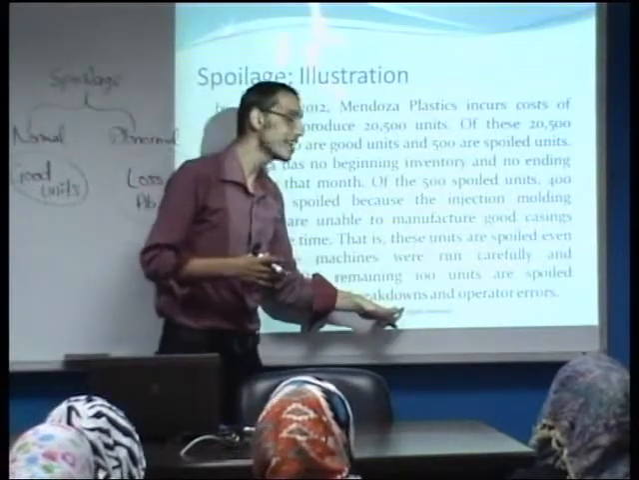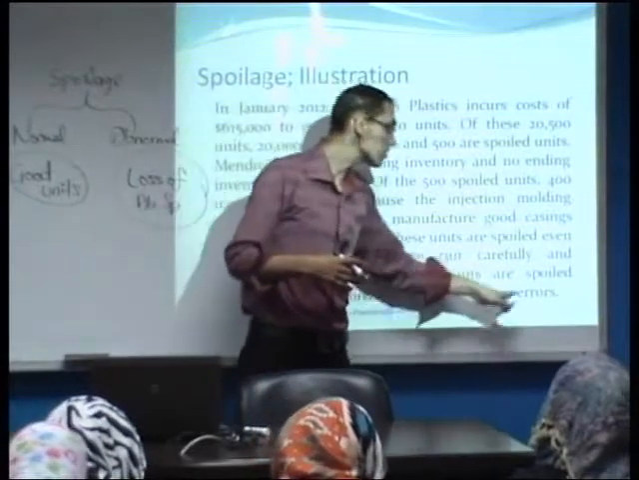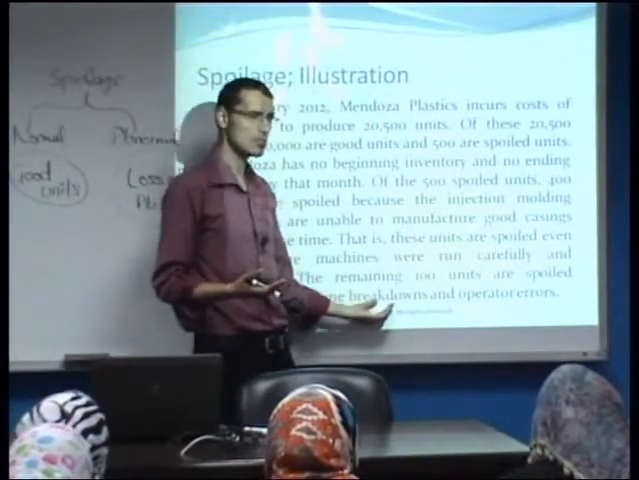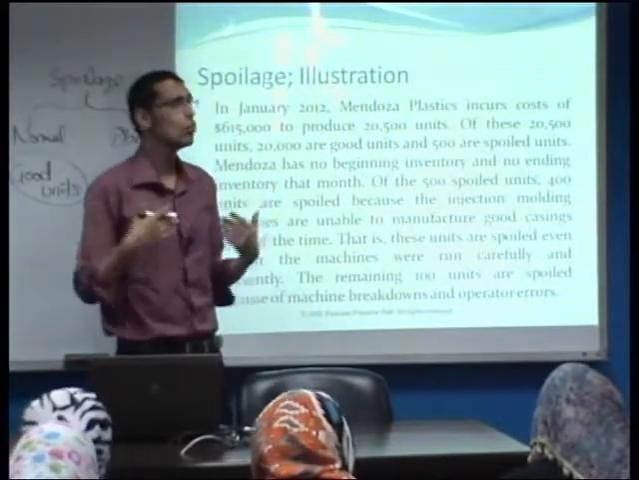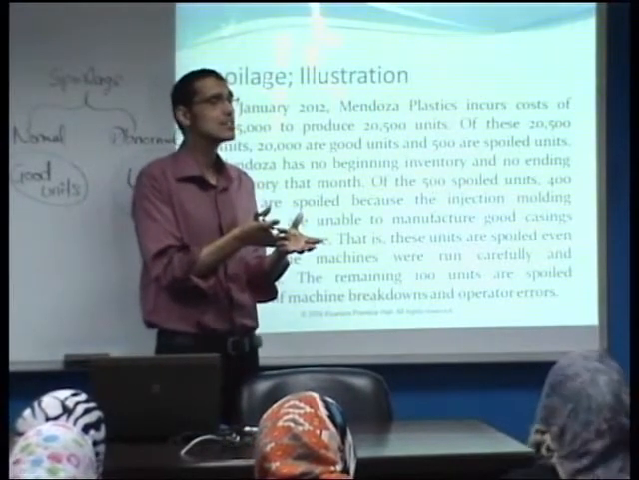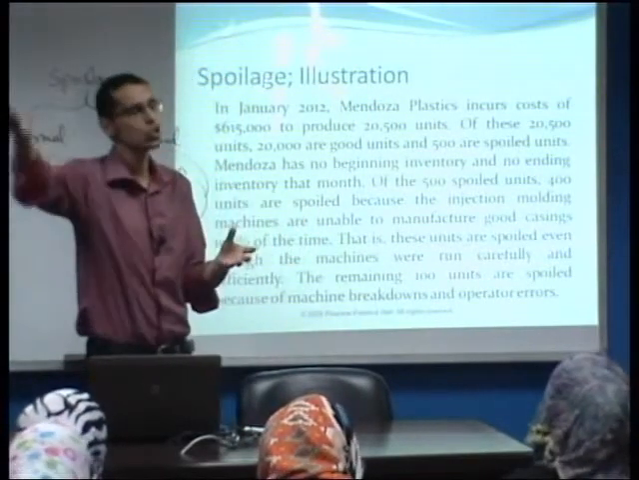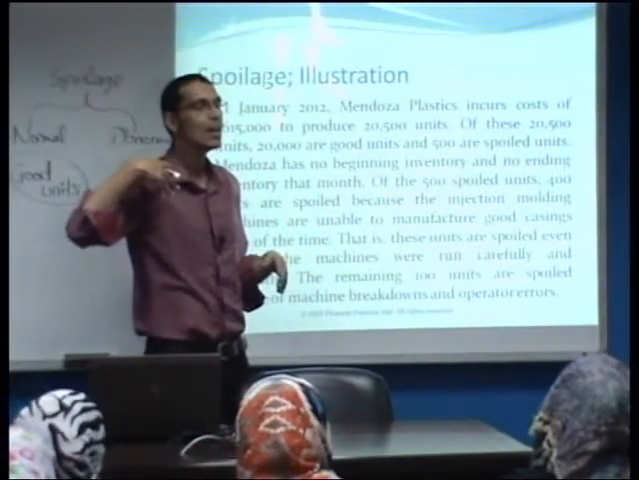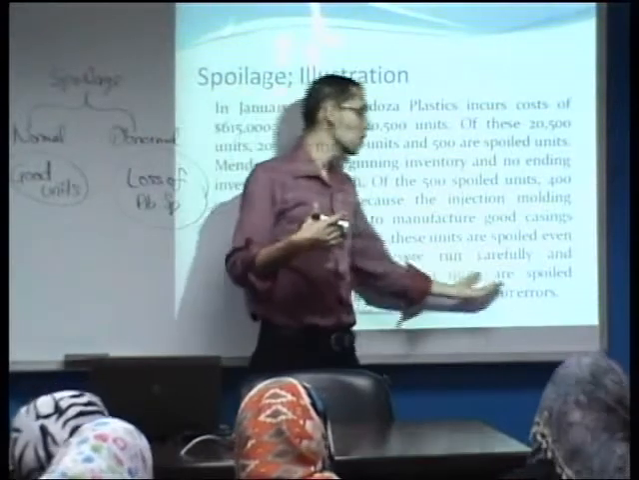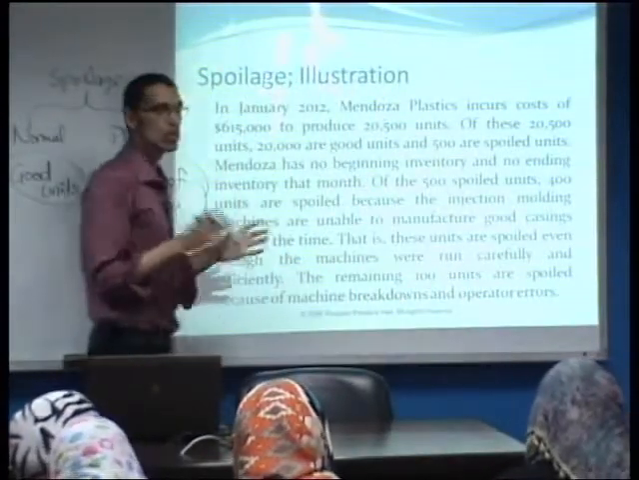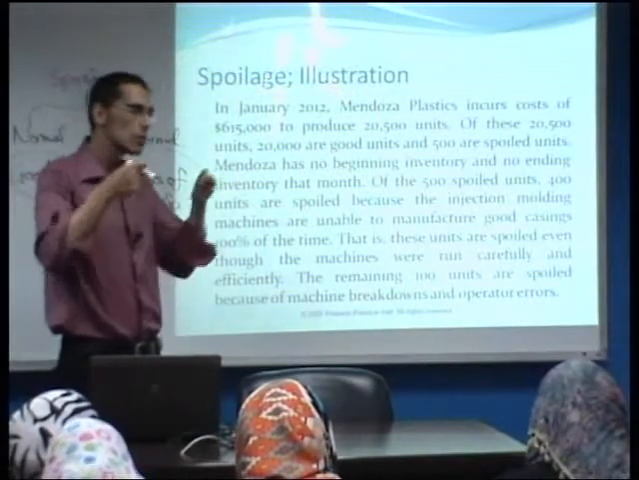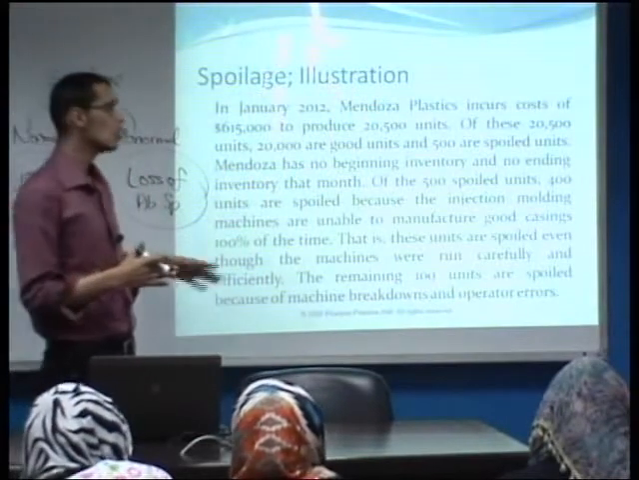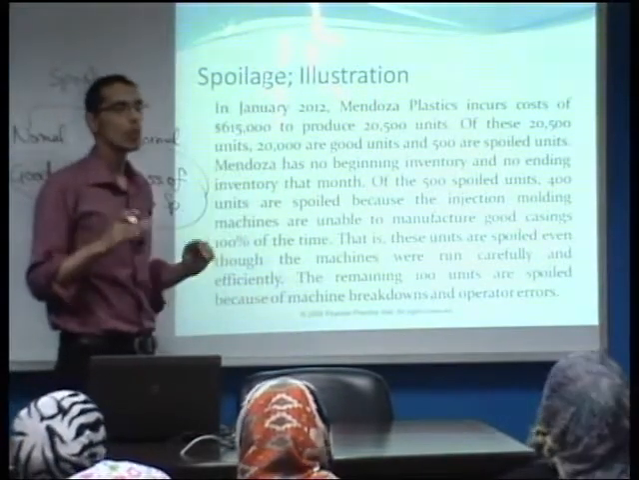The remaining 100 units are spoiled because of what? Because of machine breakdowns, because of operator errors. Therefore, these are avoidable. Of course, we can avoid the machine breakdowns by maintenance, for instance. Maybe we did not maintain the machines as they should be. Therefore, we have the breakdowns because of some sort of inefficiency, or operator errors, which are errors of the labor that operate these machines and so on. Therefore, as we can see here, 100 is abnormal, 400 is normal.